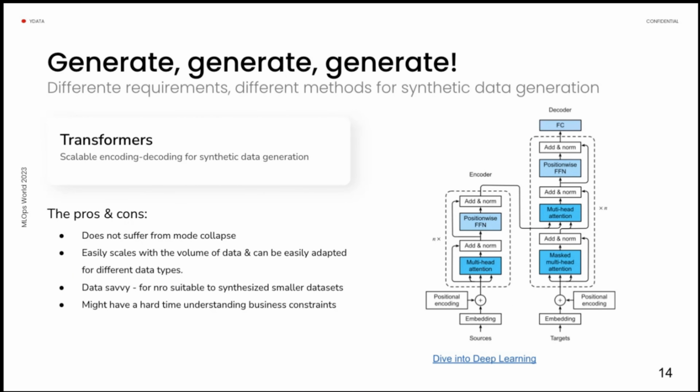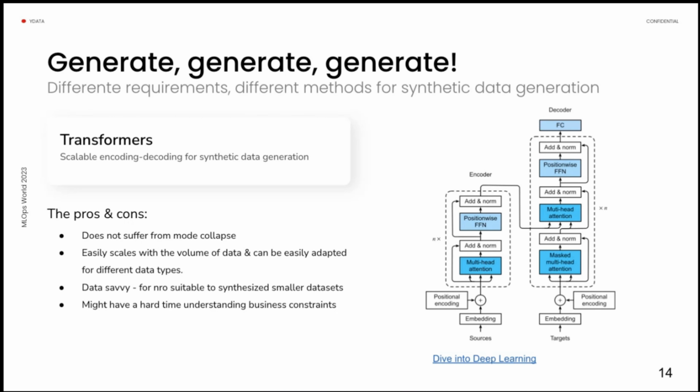And last but not least, I wanted also to touch upon transformers. So NLP has enormous potential to advance in many aspects for different industries. And in this case, they facilitated a lot on the analysis of unstructured data. In transformers itself, they bring a lot of benefits. So different from GANs, they do not suffer from mode collapse. They are very scalable and really helpful for synthetic data generation. They can easily scale with a lot of volume of data and can be very easily adapted as well for different types of data.